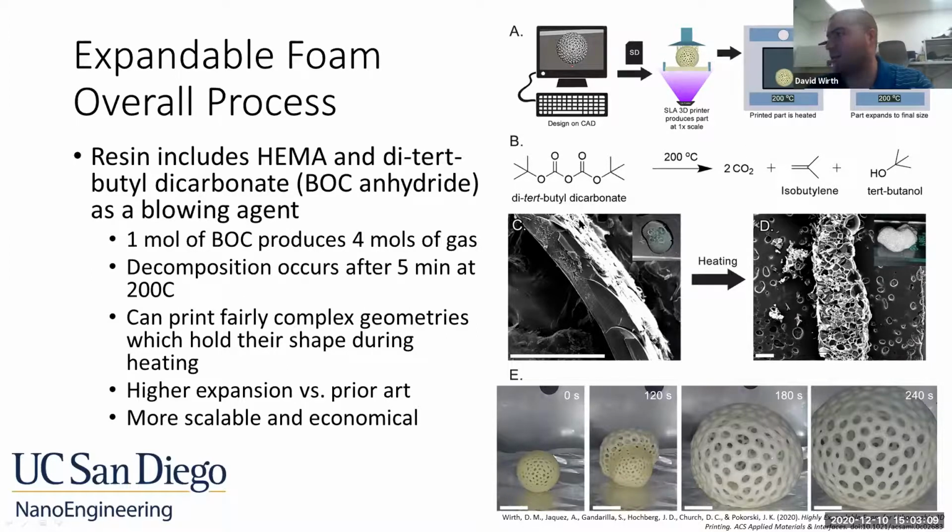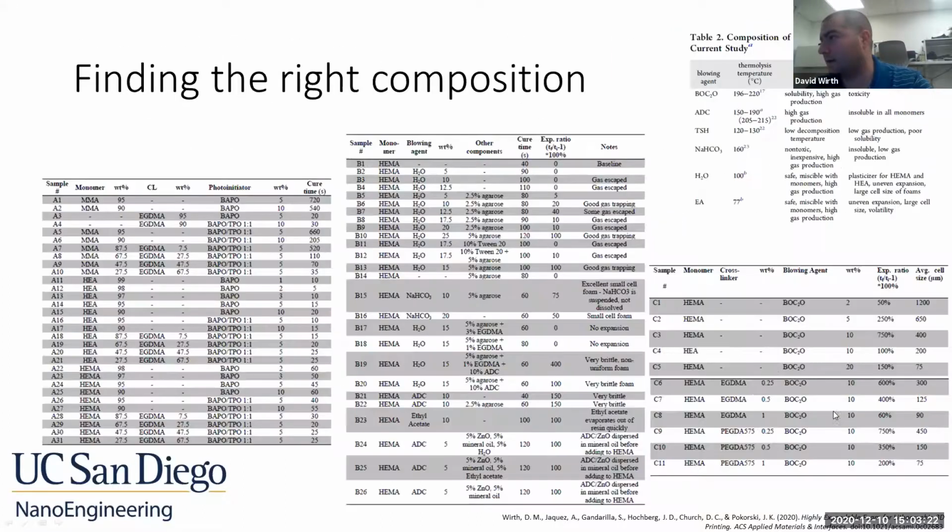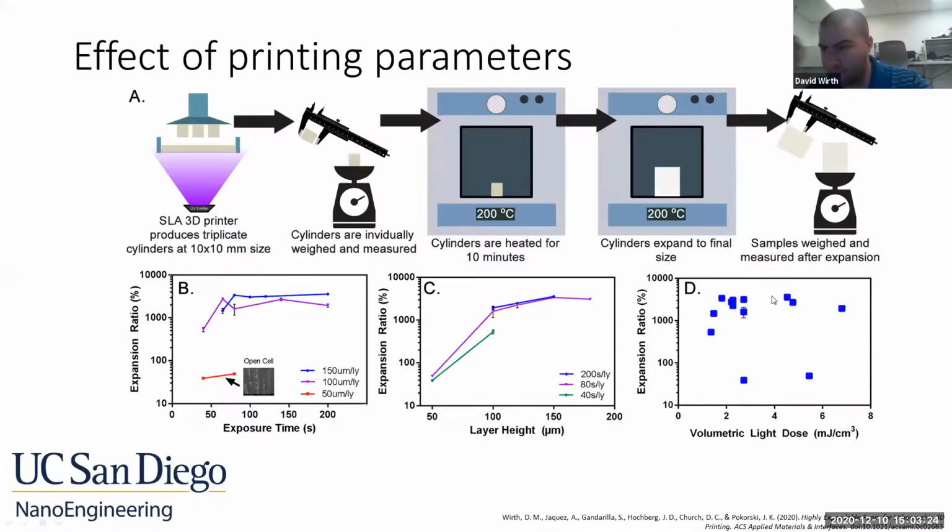We found one. It was di-tert-butyl dicarbonate, also known as Boc anhydride. Kind of toxic, but it decomposes fully, so it's pretty safe once it's decomposed. And you can get very high expansion ratios out of this. You can get up to like 40 times by volume expansion.